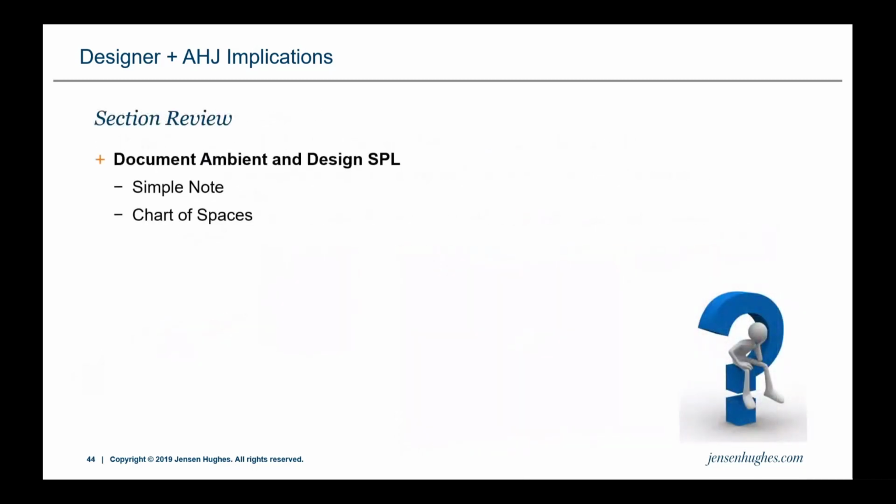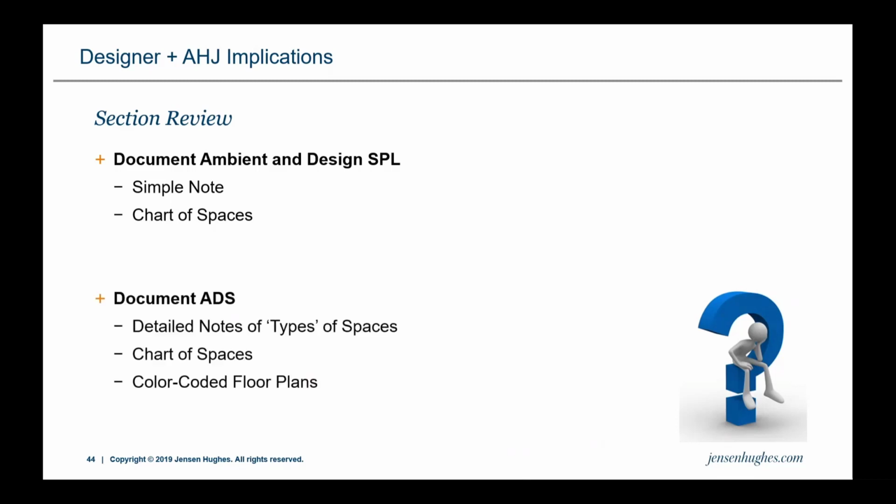All right, so let's just review for a minute. We have to document our ambient and design sound pressure levels. We can do that with a simple note or even better, a chart of spaces. We have to document our ADSs. Again, we could do that with notes of types of spaces, a chart of spaces, or even color-coded or hatched out floor plans.